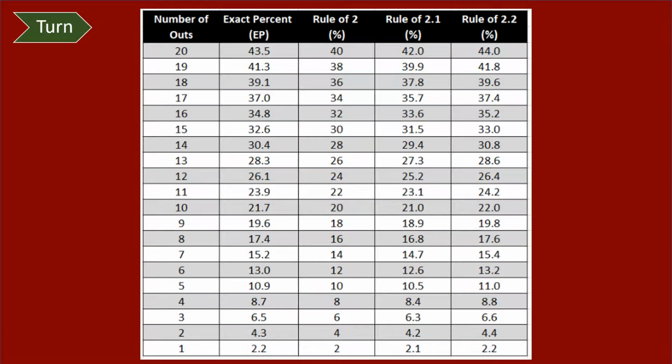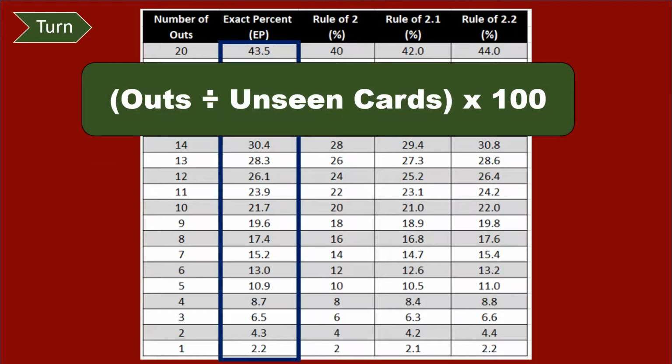So this table shows the odds of hitting one of your outs on the river. The second column shows the exact percentage probability of hitting one of your outs. This is calculated by dividing the number of outs by the number of unseen cards and multiplying the result by 100. On the turn, the number of unseen cards is 46. There are 52 cards in the deck, and on the turn there are 6 cards that you can see: the 4 cards on the board and the 2 cards in your hand, and that leaves 46 unseen cards.